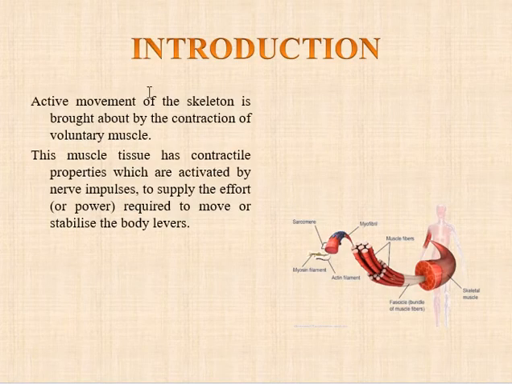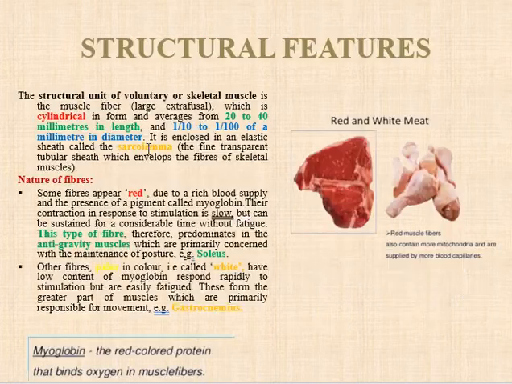Introduction. Active movement of the skeleton is brought about by the contraction of the voluntary muscles. This muscle tissue has contractile properties which are activated by the nerve impulses to supply the effort required to move or stabilize the body levers.